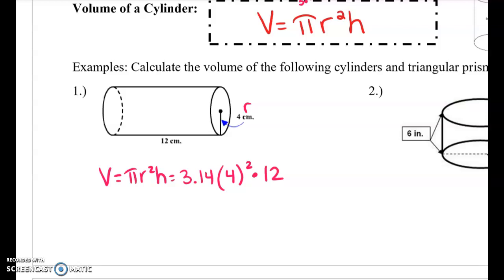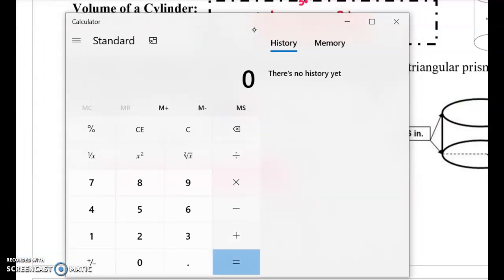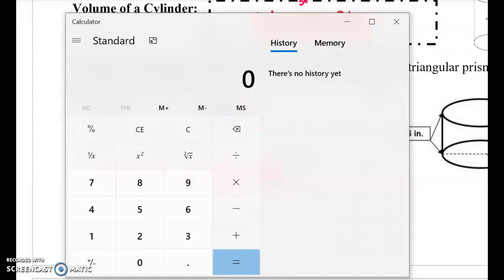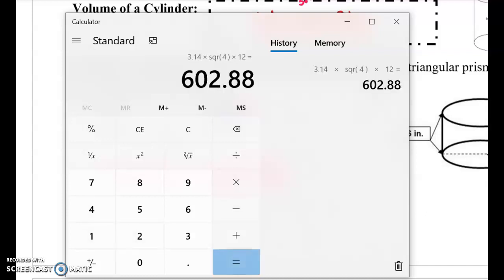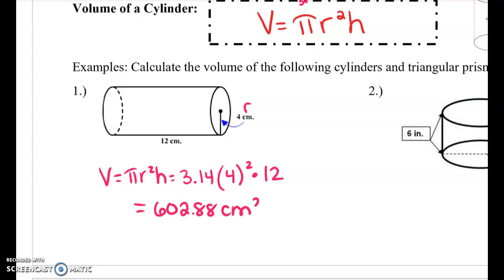Okay, so if I show that on our computer calculators here, I would probably end up doing 3.14 times 4 squared times 12. So 3.14 times 4, remember this is our squared button, squared times 12. And you can see it up there. 3.14 times 4 squared times 12 is 602.88. So that is 602.88 centimeters squared. All right, going on with the next one.